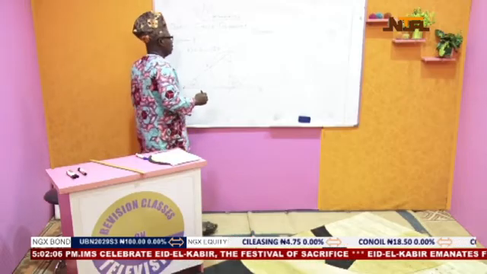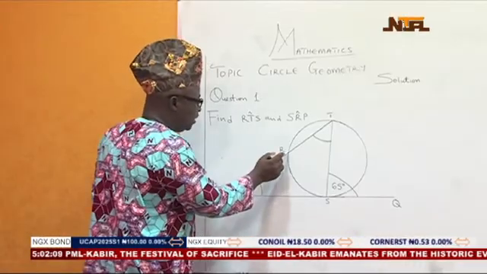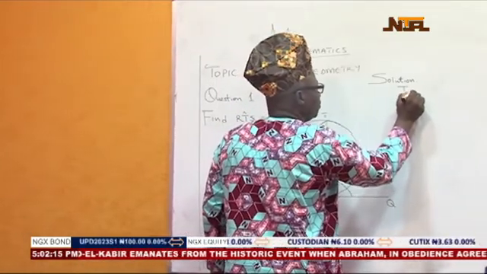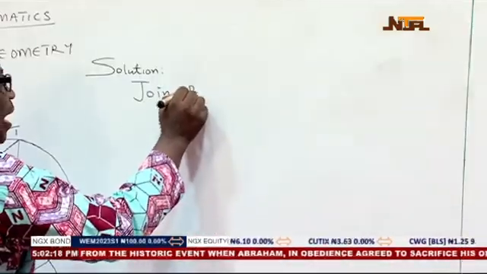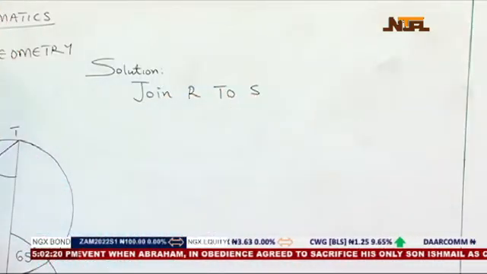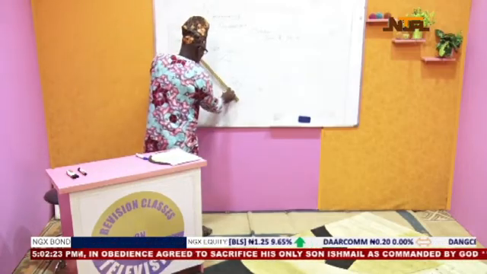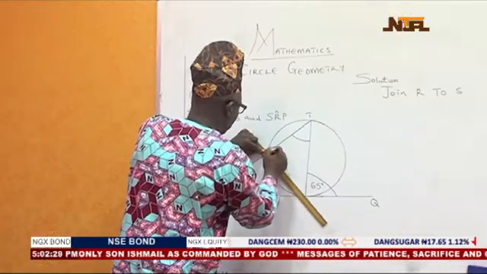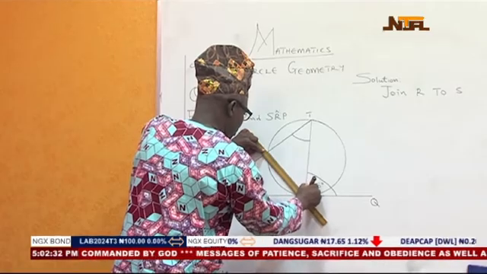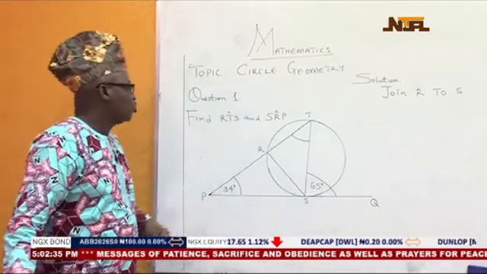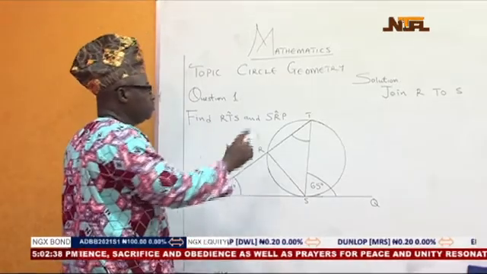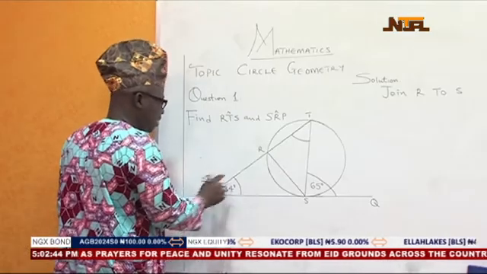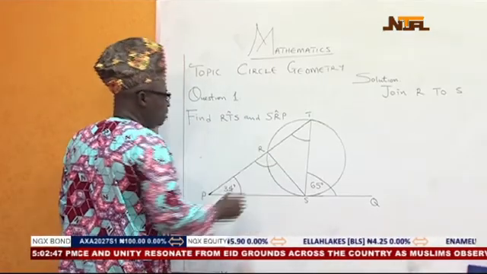So I will start by joining R to S. I'll place my ruler and join the 2 points as shown on the board. Now, the second point, SRP, is now well pronounced. So this is the second point we are looking for.